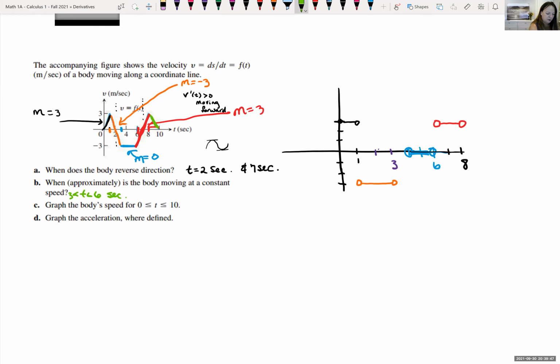So just estimate 1.5. Wouldn't it be -1.5 since it's decreasing? Oh, thank you. Falling, -1.5.